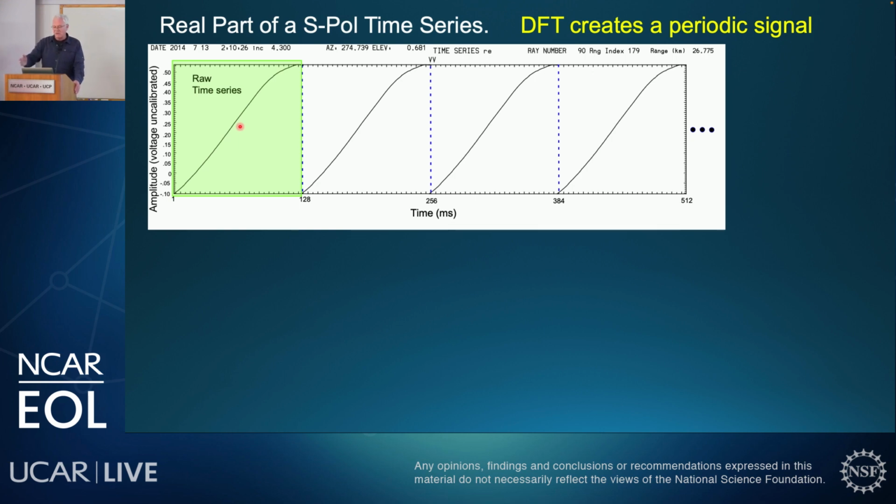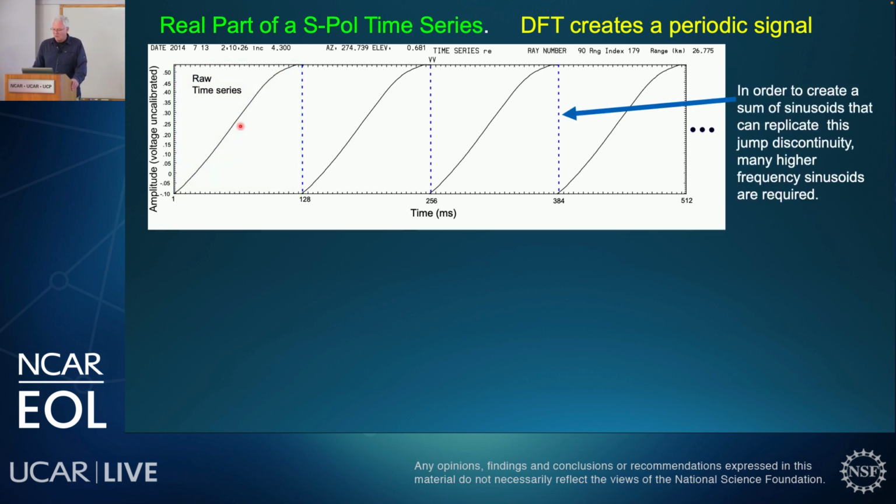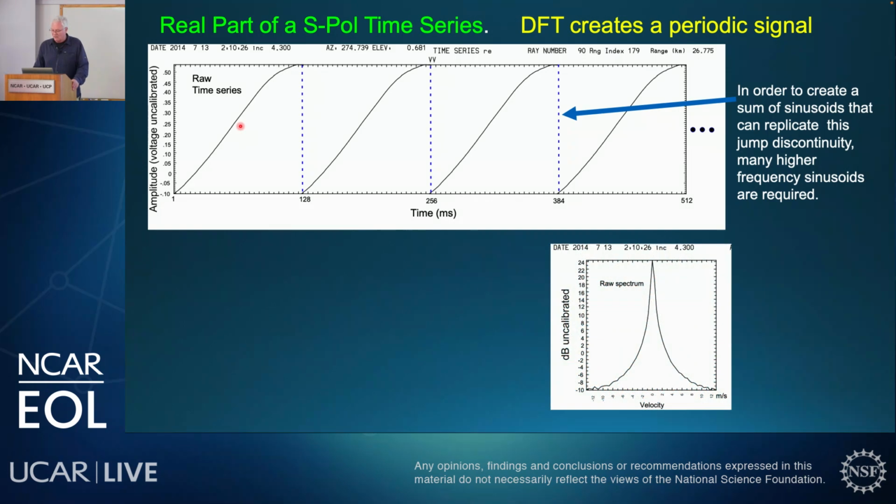Now look at this periodic signal. Between each period, you have these big jumps. And if you're going to represent those jumps with a sum of sinusoids, well, guess what? You have to use a lot of high frequency signals to represent that. Even though the clutter signal itself is very, very low frequency, you take the FFT of that signal and you end up with a lot of high frequency content. And so if you do a Fourier transform of that raw time series signal, that's what the spectrum would look like.